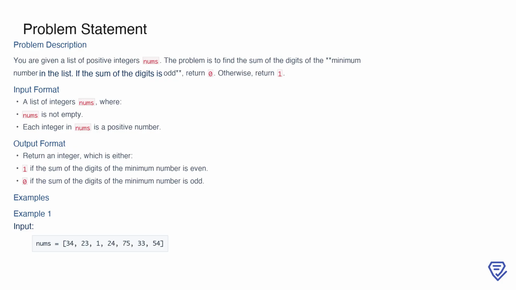For the input format, the list nums is guaranteed to be non-empty, and every number in the list is a positive integer. The output is a single integer, which will either be 0 or 1 based on the parity of the digit sum of the minimum number. Let's look at some examples to understand how this works.